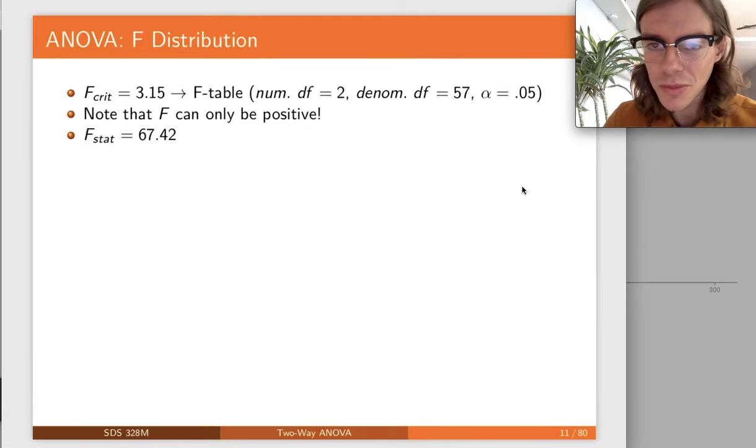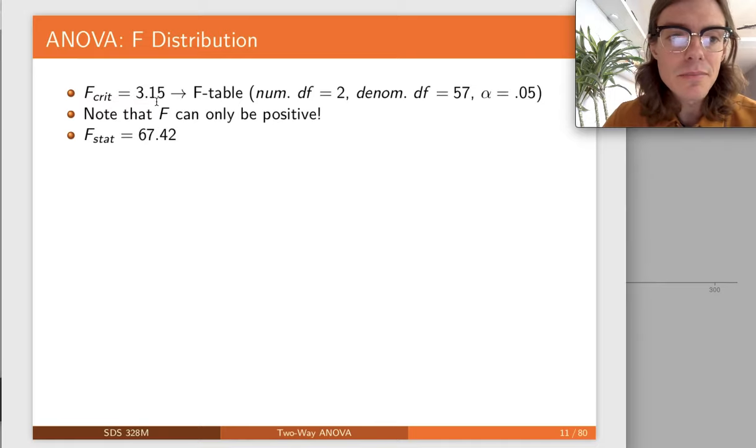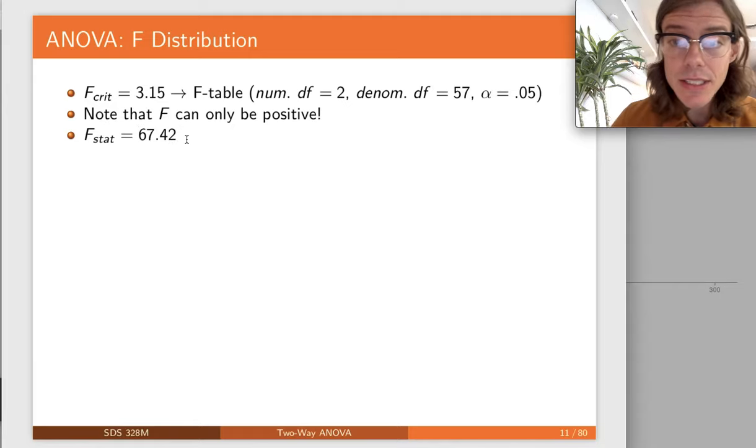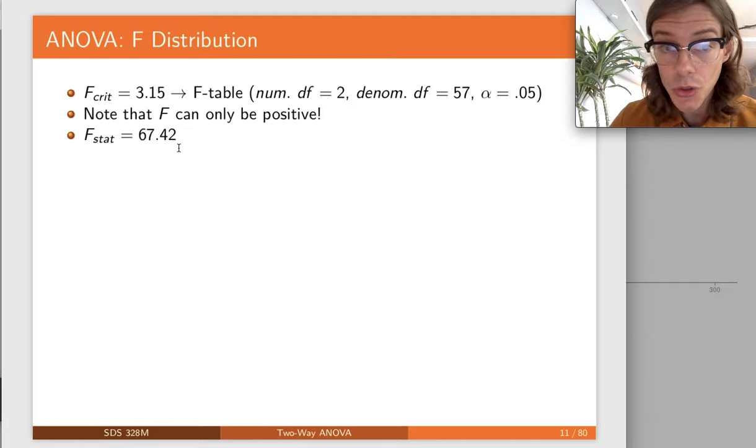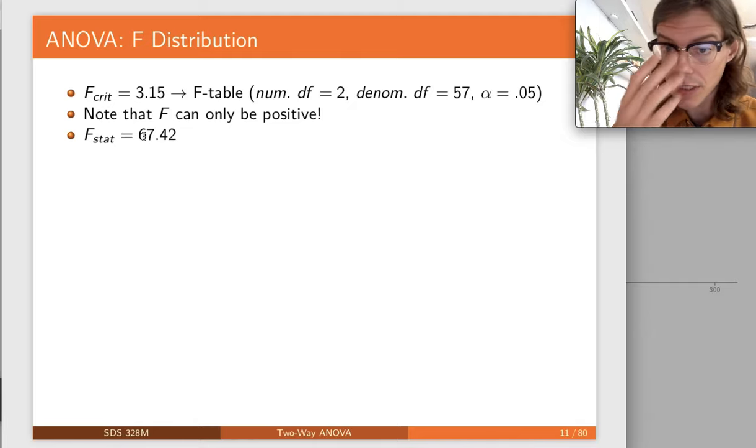Cool, but let's do it more formally than that, right? So what's the critical value? If you were to look it up, you'd get like 3.15, something like that. Our F statistic was 67.42. Huge, right? So relative to the critical value, it's massive.